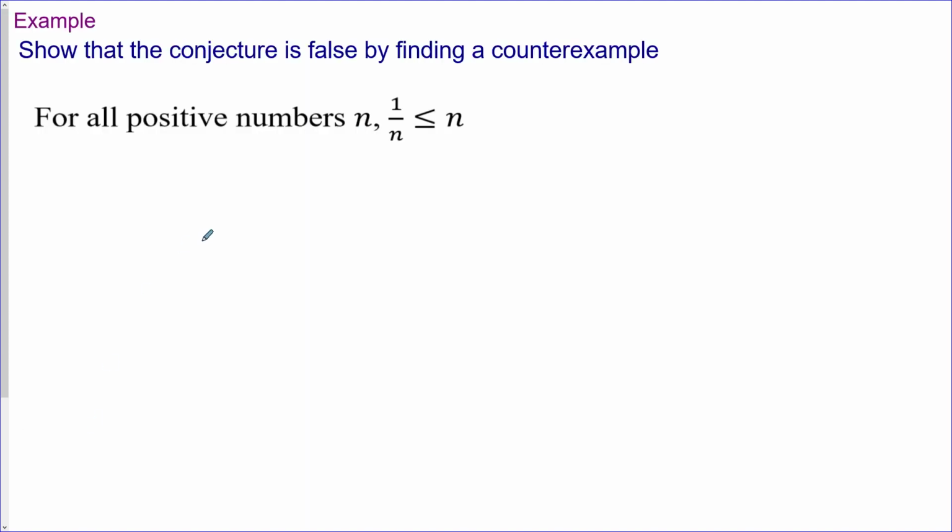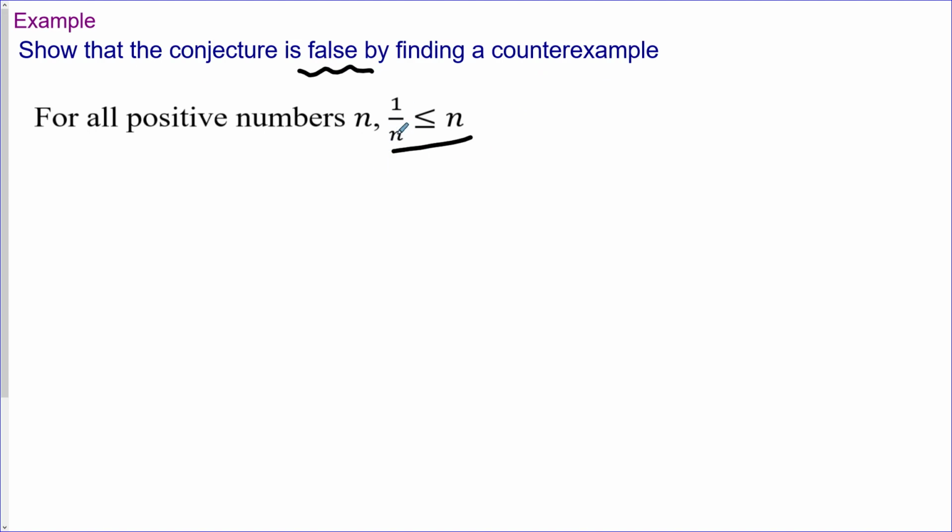Alright, so here's a mathematical example. For all positive numbers n, 1 divided by n is less than or equal to n. Alright, so let's just figure out if this conjecture is true or false. Now up here it says show that it's false by finding a counterexample. So most likely it is going to end up being false. But let's see what we can plug in.